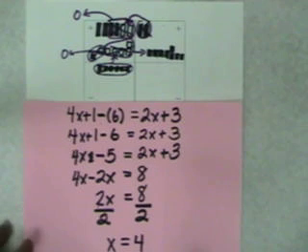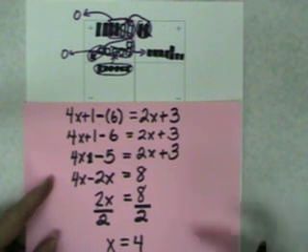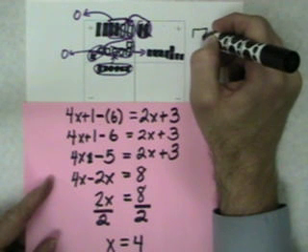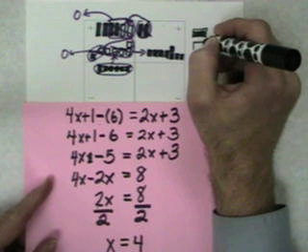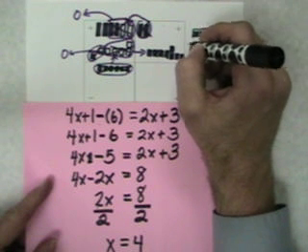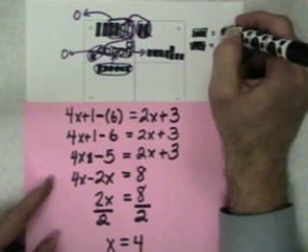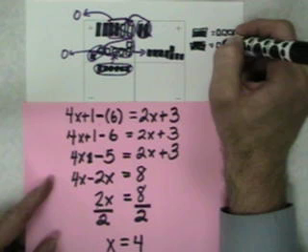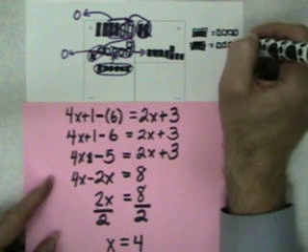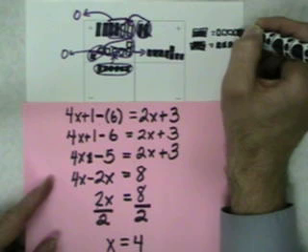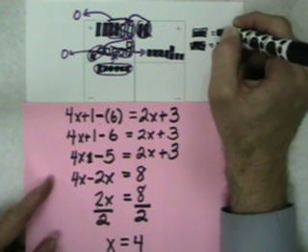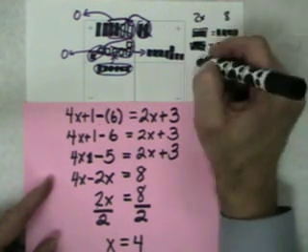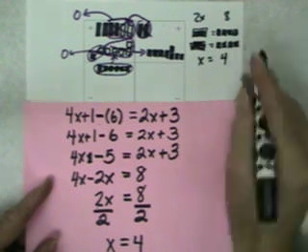Now, on the algebra tile mat, remember the way that we showed that was if we lined up our x's on one side and we had those 8 tiles on the other, then each of these would get four unit tiles each to give me a total of 8 over here and 2 x's over here. So each x would equal 4.